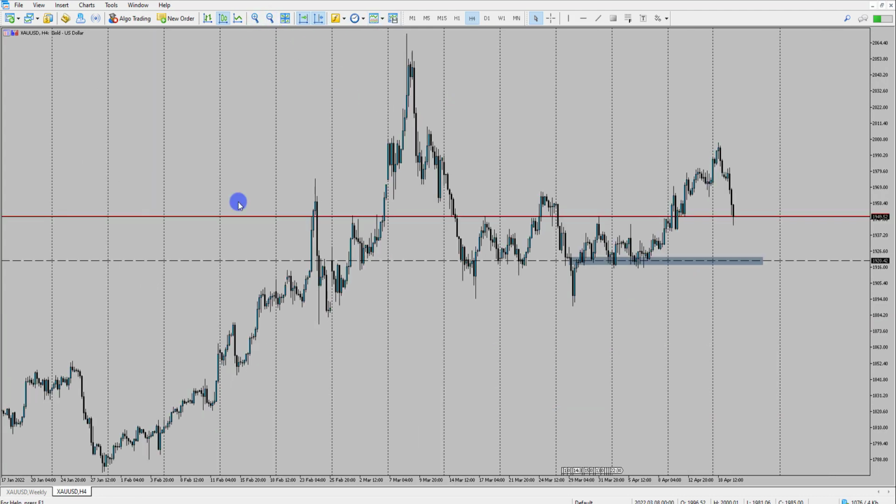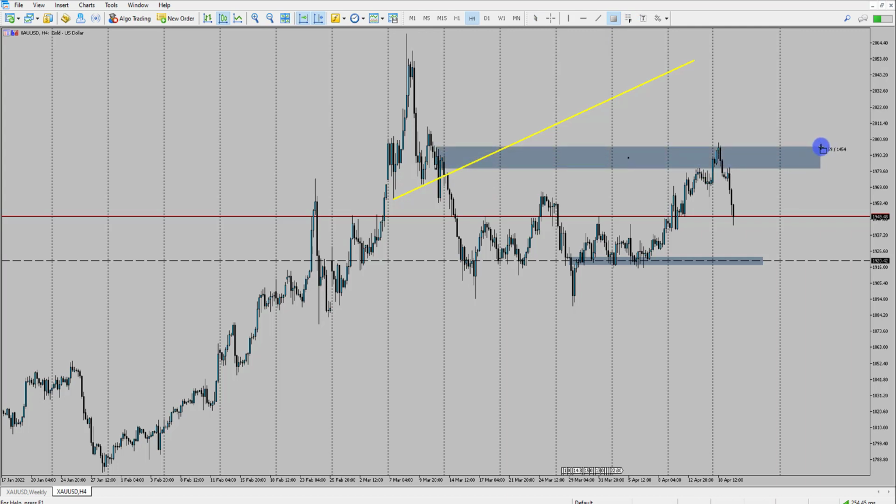Now looking at it from a 4-hour point of view, what we're actually looking at most recently on gold was the fact that price had formed this head and shoulders pattern back in March, and price broke to the downside. We haven't really had a full test of the neckline yet, because the neckline was an ascending neckline, which basically means that the neckline was rising. What we did have though is a retest of the supply zone.